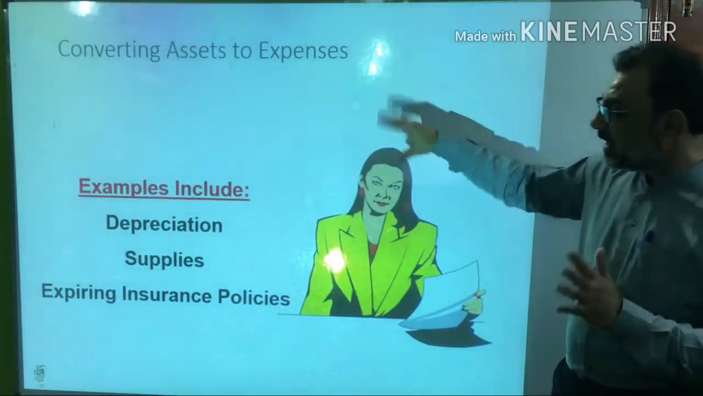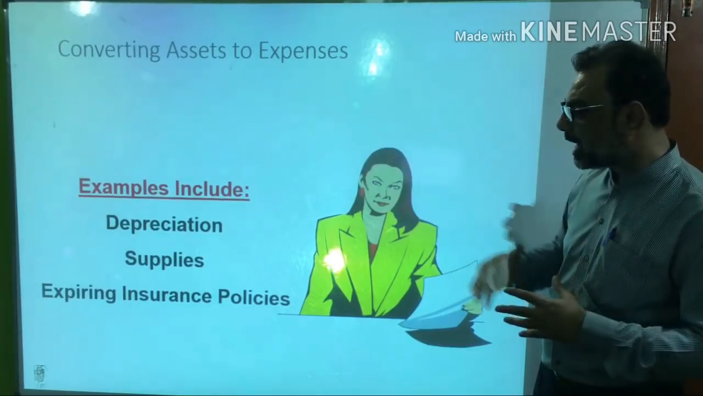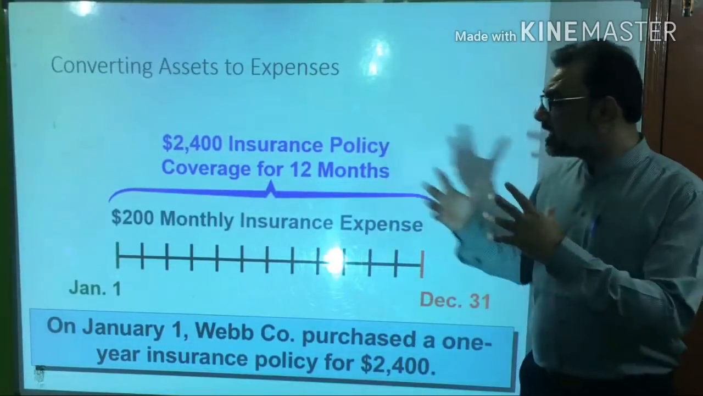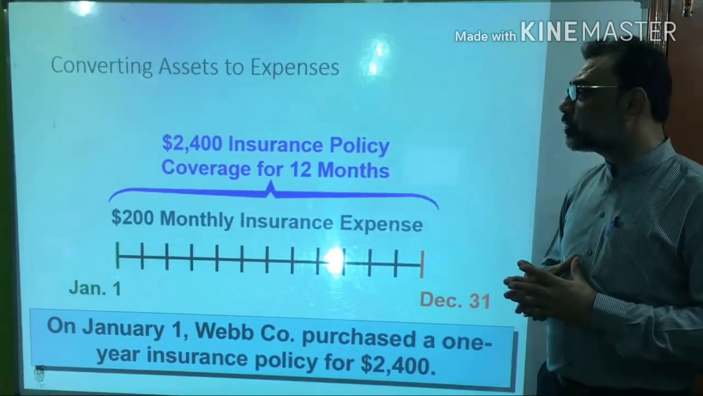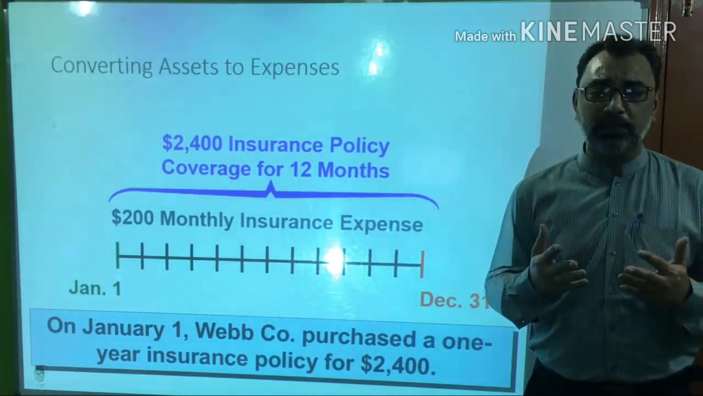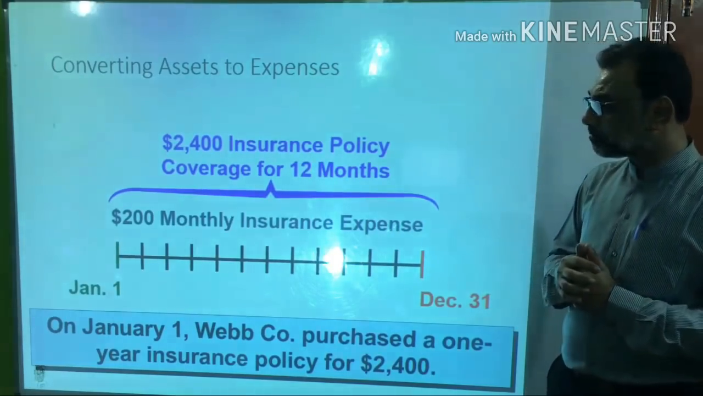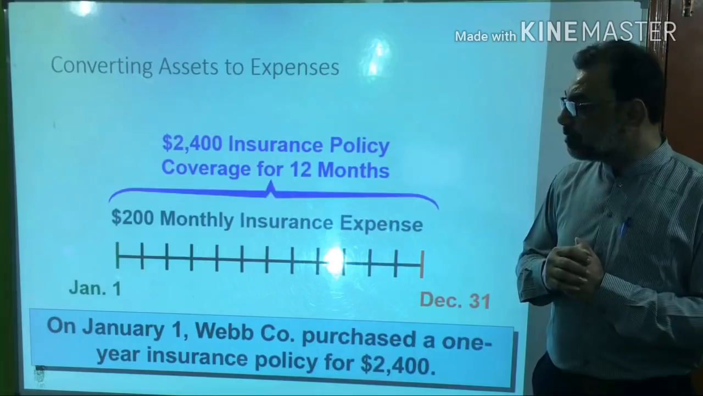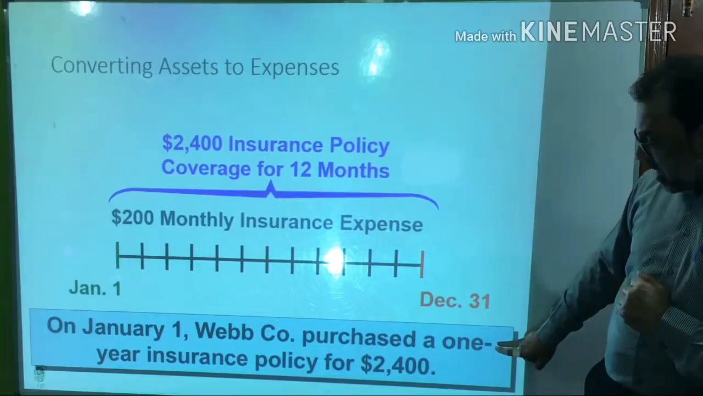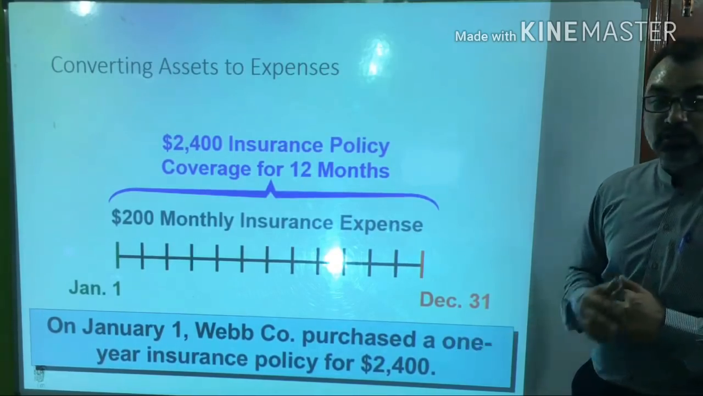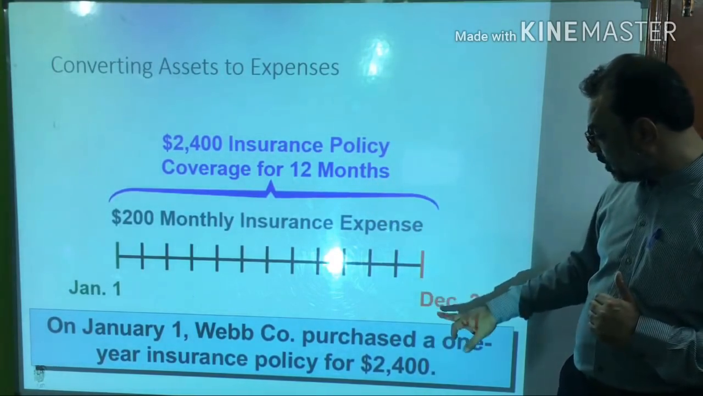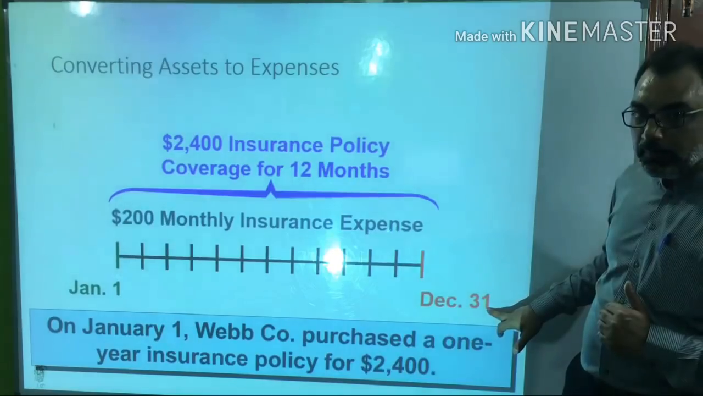Let's take an example like depreciation, supplies, or an expiring insurance policy. For the sake of example, say a $2,400 insurance policy covering 12 months. That is 2,400 divided by 12, so $200 per month, okay? If the insurance policy was purchased on January 1st, WACO purchased a one-year insurance policy for $2,400, right? Now, this insurance policy will completely expire on December 31st, after 12 months, right?